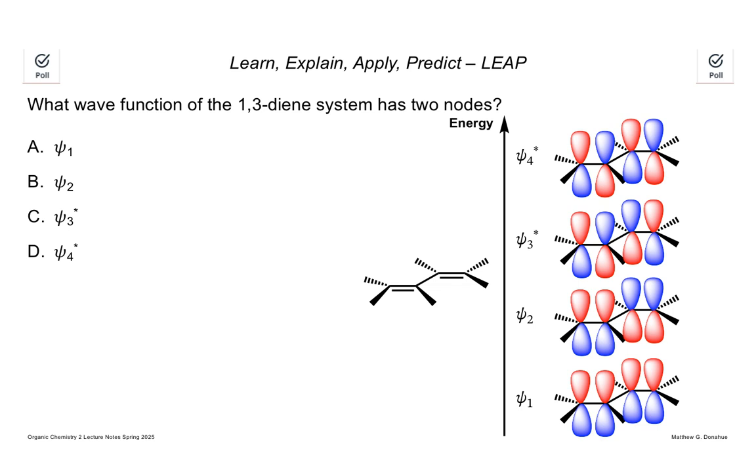So what wave function of the 1,3 diene system has 2 nodes? And again, we're using this wave function number minus 1. So if we wanted to find the one with 2 nodes, 3 minus 1 would equal 2. So it's going to be answer C. And so we can see here is a node and there is a node. And to reiterate, a node is just a region where there's no electron density between those orbitals.